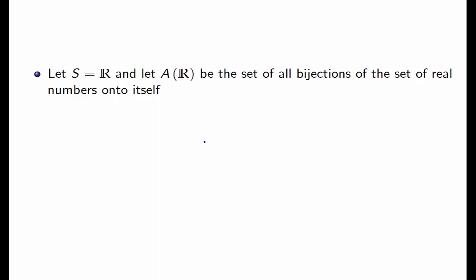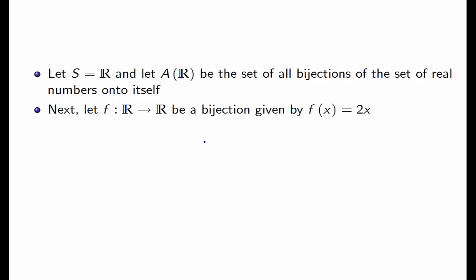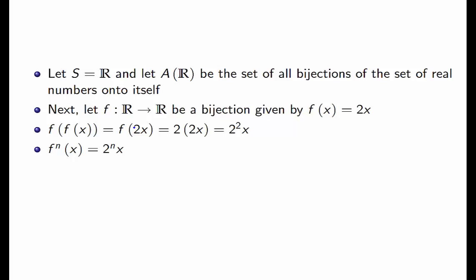Let's consider now a set which is not finite, so instead an infinite set, and let A_R be the set of all bijections on this set, which we choose here to be the set of all real numbers. Now we'll choose a specific function here, which is a bijection: the function which maps every real number to its double. That clearly is a bijection. Now one can compute that f^2 of x is actually 2^2 x, and you can check in fact that f^n of x is 2^n x.